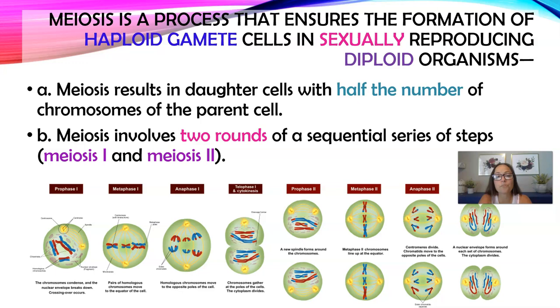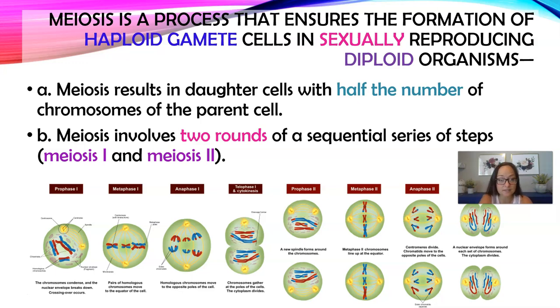The other thing in the standard says that in sexually reproducing organisms, there are species that reproduce asexually. Asexually is basically reproducing by using mitosis or cloning. It does not involve the use of gametes or sex cells.